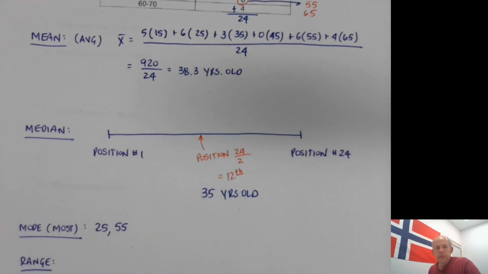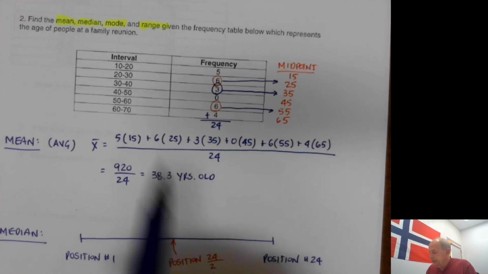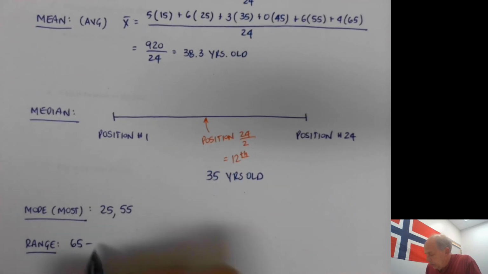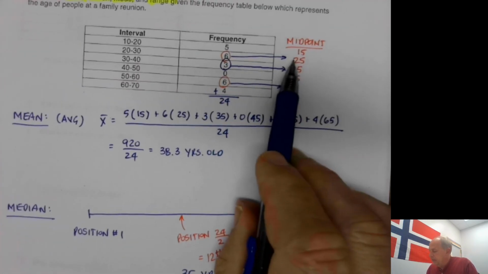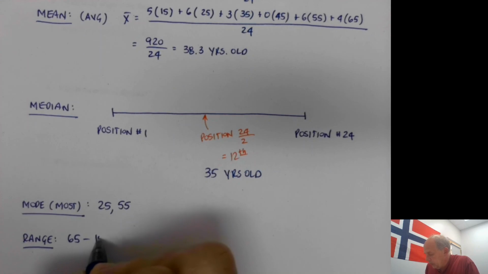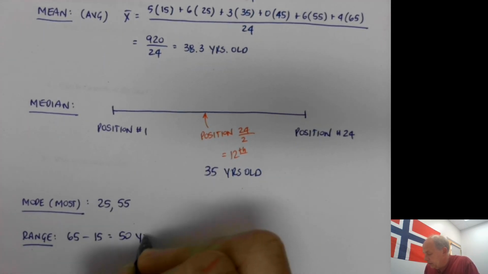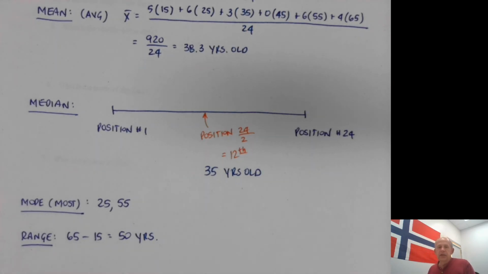My range, the oldest person there, is going to be somewhere between 60 and 70 years of age. I don't know exactly. Have to use the midpoint and call them 65. The youngest person, the teenager, I have to say is 15. My range in age would be 50 years. So there's how you use a frequency table to calculate and estimate these different statistical measures.